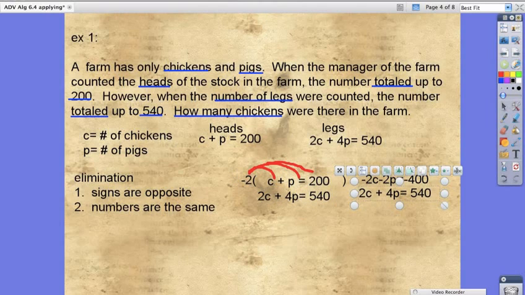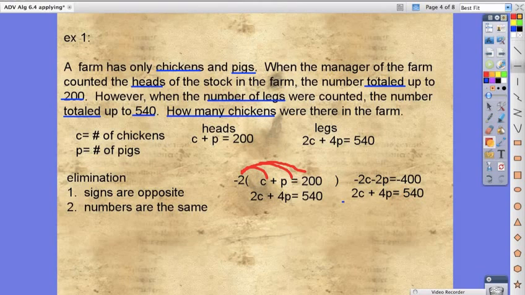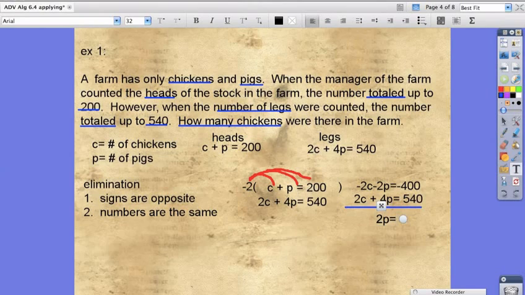Now you'll notice that the c's are the same number but different sign, so we're going to add vertically. Negative 2c plus c is 0. Negative 2p plus 4p is 2p. And negative 400 plus 540 is 140.